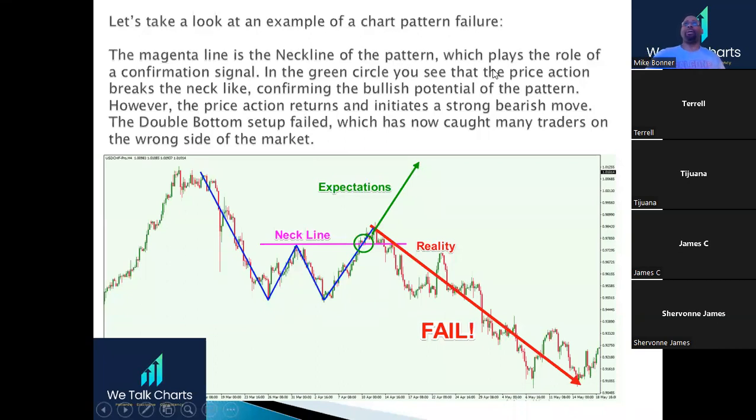The neckline of this pattern plays the role of the confirmation signal in the green circle. You see that the price action breaks that neckline right here. So we anticipate, we jump in because we saw that double. We called it out. In actuality, our goal is to get in down here. We'll talk about that next week.